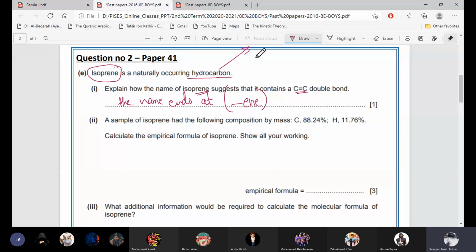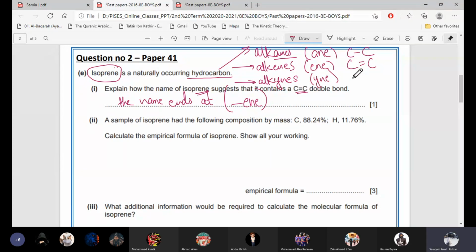Remember, for hydrocarbons in grade 7 you studied that there are alkanes, alkenes, and alkynes. If it is an alkane, ending in "ane," like ethane, methane, butane, propane, pentane, it means there is a carbon-carbon single bond. If there is "ene," like propene, butene, pentene, then it has a carbon-carbon double bond. And if it is "yne," like ethyne, propyne, butyne, it means a carbon-carbon triple bond. So these are the identifications in naming.